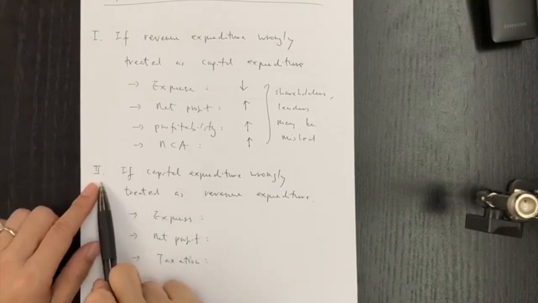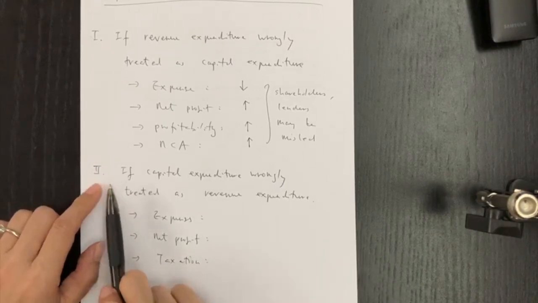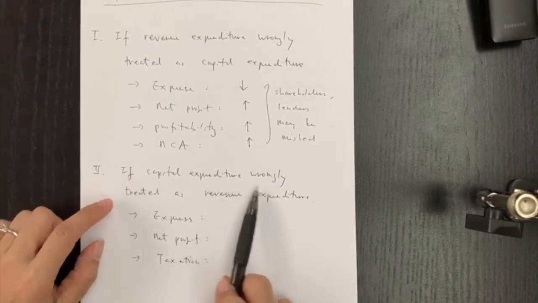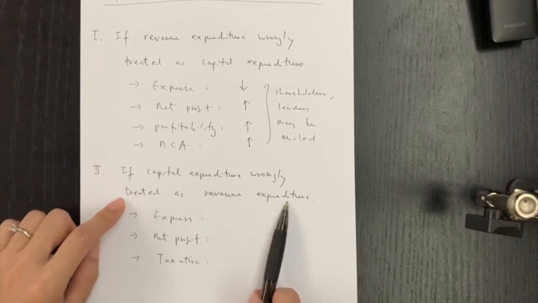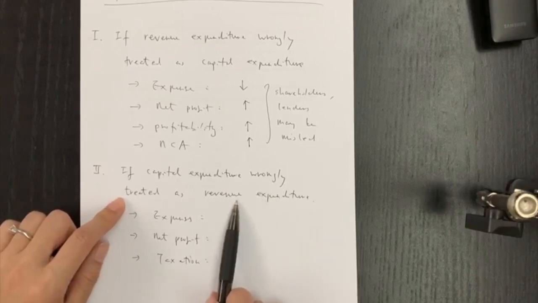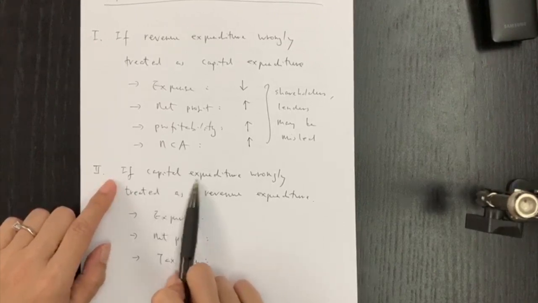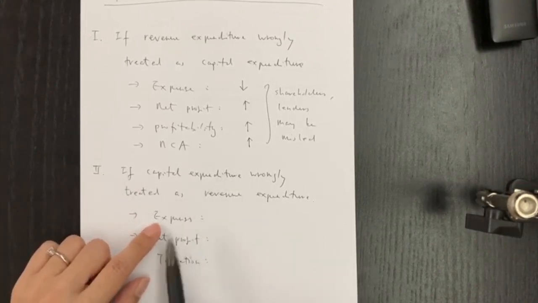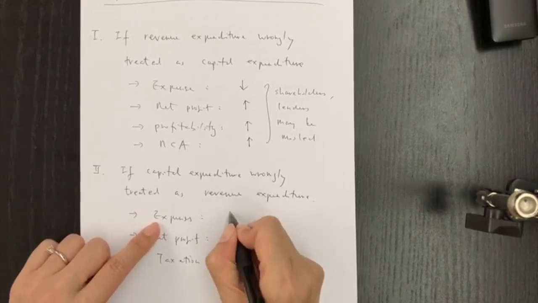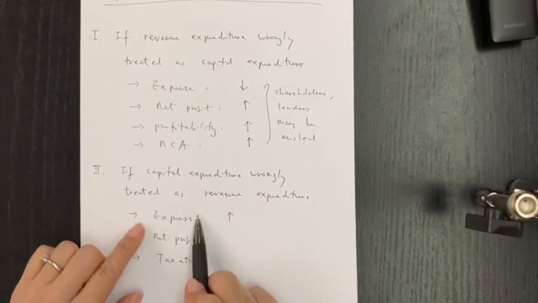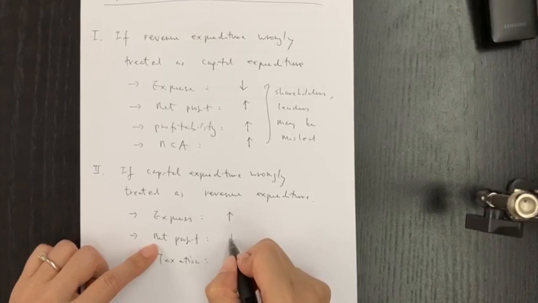All right, let's look at another situation. If capital expenditure is wrongly treated as revenue expenditure, that means it should not be expensed in the income statement. However, it should be a kind of non-current asset. Then what happens to my expenses? My expenses will be bigger, right? If expenses are bigger, then net profit will be smaller.